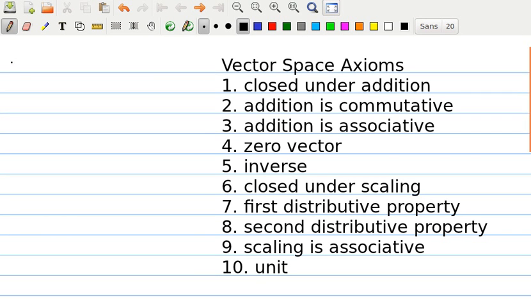In this section, we're going to look at the fairly abstract concept of a vector space. So a vector space is a set, usually denoted with the letter V, along with an operation, usually written as plus, called vector addition.